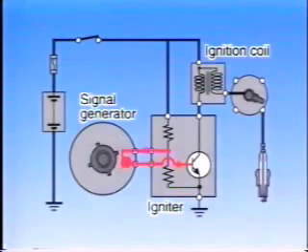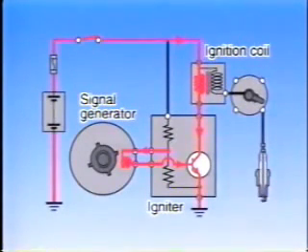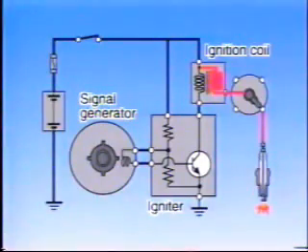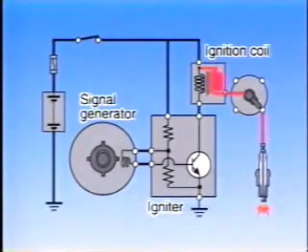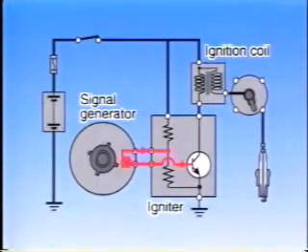The engine is running and the signal rotor approaches the pickup coil. The voltage is generated in the direction shown in the diagram. The base current flows, the transistor switches on, and the primary current flows in the coil. When the signal rotor's tooth is aligned with the pickup coil, the voltage generated in the pickup coil decreases and the transistor is turned off. This cuts off the primary current and generates a high voltage in the secondary coil. The transistor is also turned off when the voltage is generated in the opposite direction in the coil.